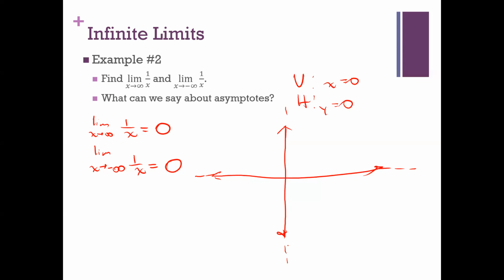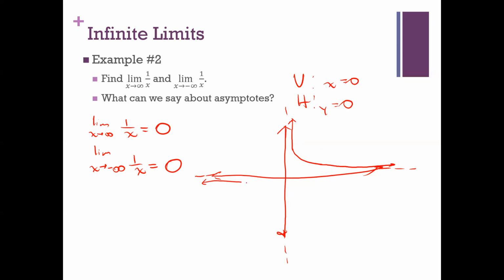Sorry, let me be more clear. When x is any positive number, is y going to be positive or negative? Positive, right? So as x gets closer and closer to 0 from the right, y is going to get larger and larger. And when x gets larger and larger, as you said, y is going to get closer to 0. So you have this curve following both these asymptotes here.